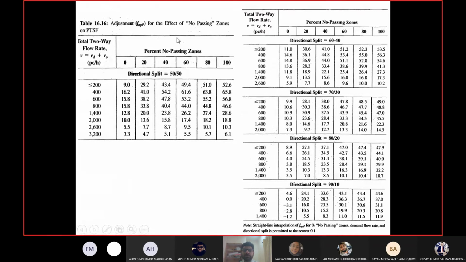For PTSF calculation, you need the total flow rate for both directions, passenger cars per hour. You need percentage no passing, and you need a directional split. How is traffic distributed between the 2 directions? 60-40, 50-50, 70-30, and so on. And again, this complete is one table. So this is the factor for no passing zone.